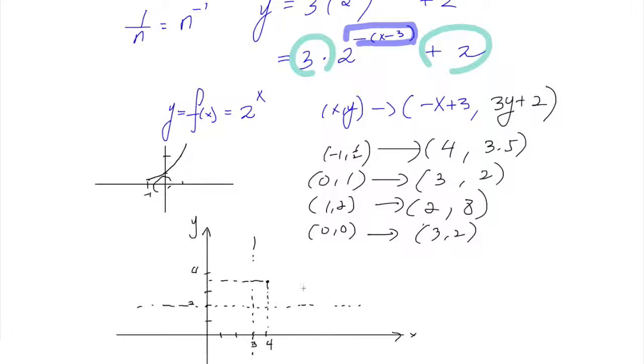Okay, 3 and 2. There. I just noticed that 3 and 2 is exactly where the origin is. So this can't be 2. When I plug in 1, you actually get 5. So 3 and 5. So 4, 5. Okay, and 2 and 8. 5, 6, 7, 8.